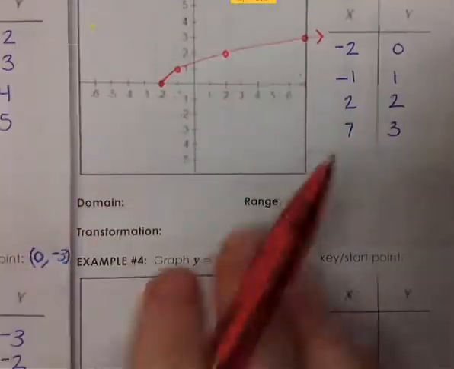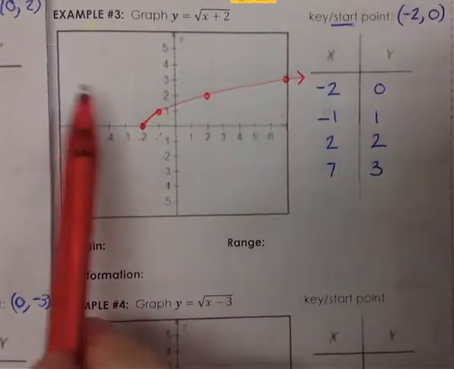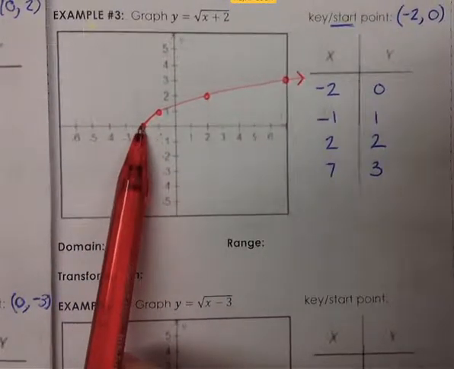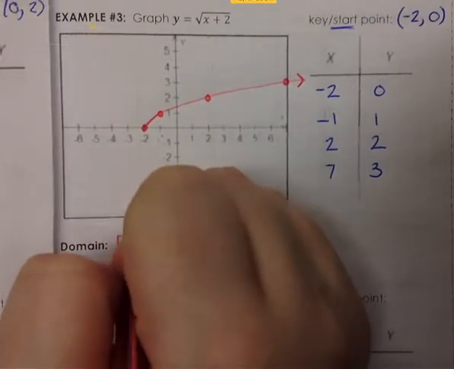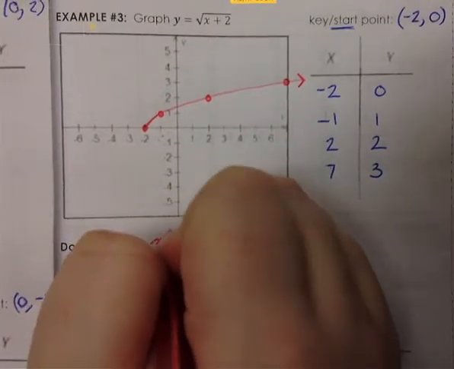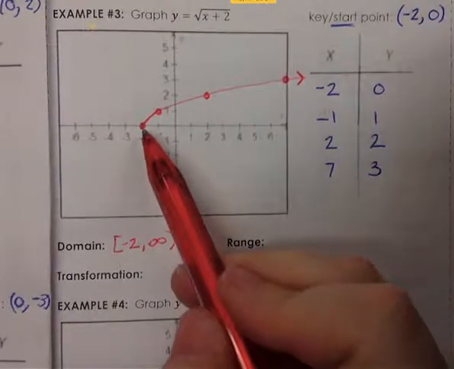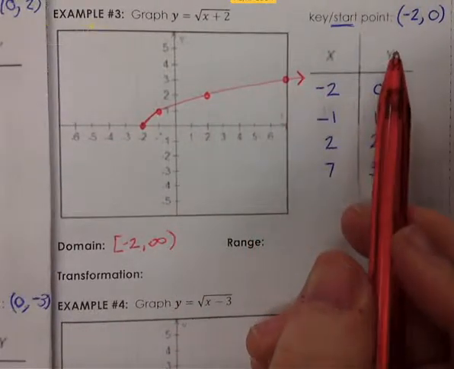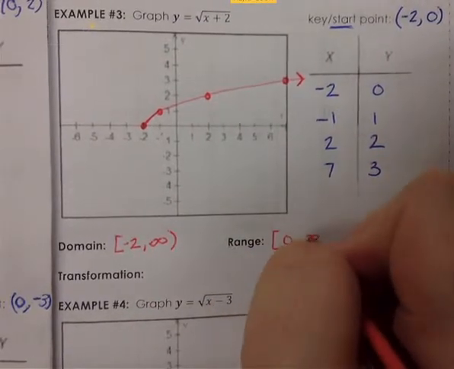So if we think about our domain and range, our domain again comes from our h value, which will be the negative 2. It starts at negative 2 and it goes right, so it goes to the positive infinity. So we'll start with negative 2 and it goes to positive infinity. Our range is from our k, so that's our 0, and it's going up, so that means it's a positive infinity. So we'll have a 0 and a positive infinity.